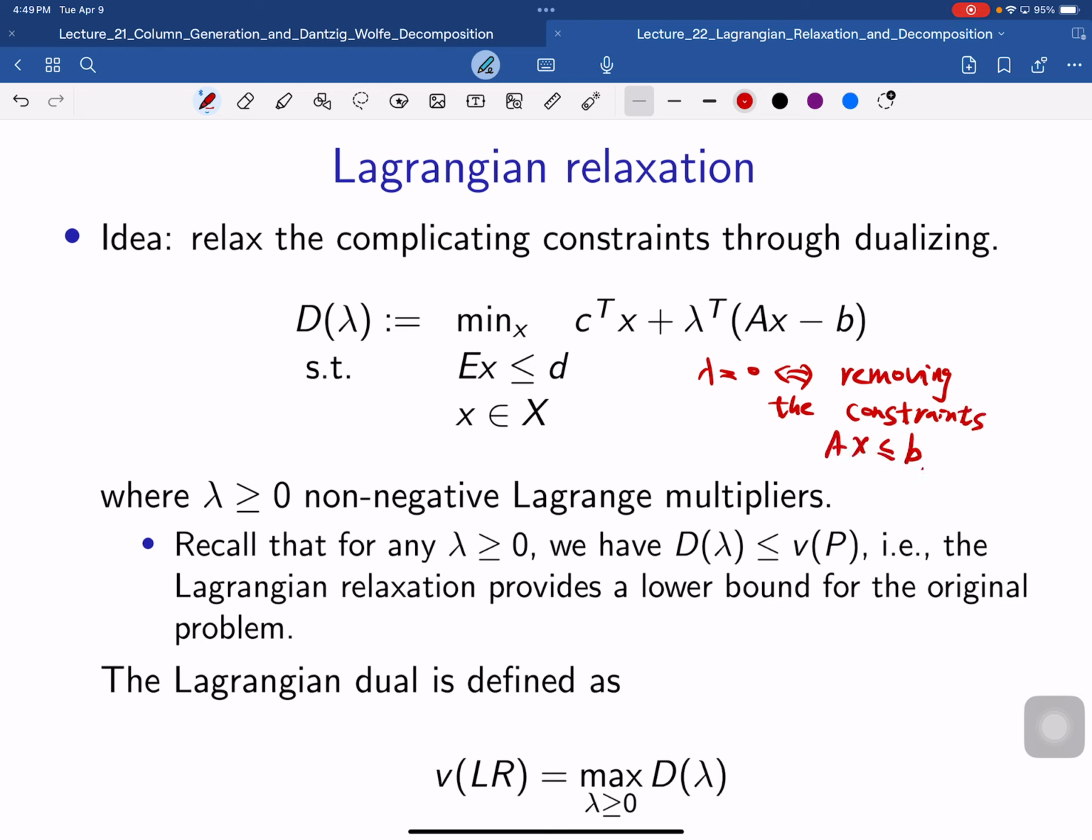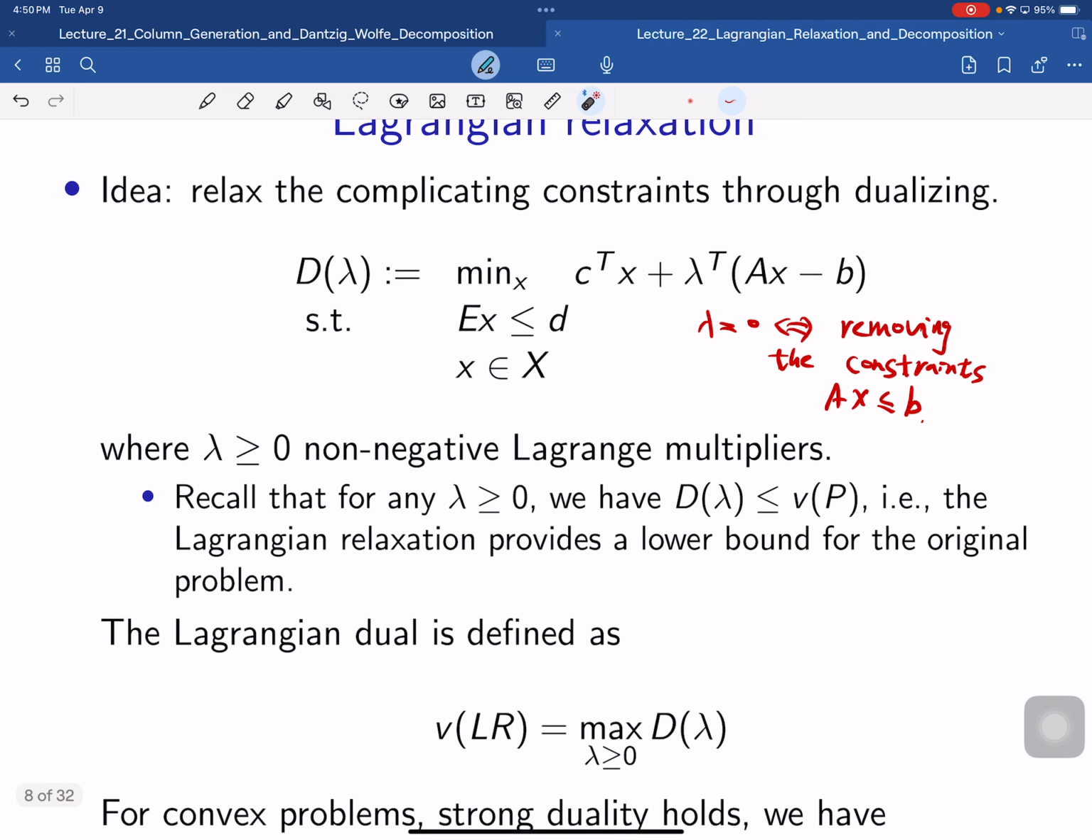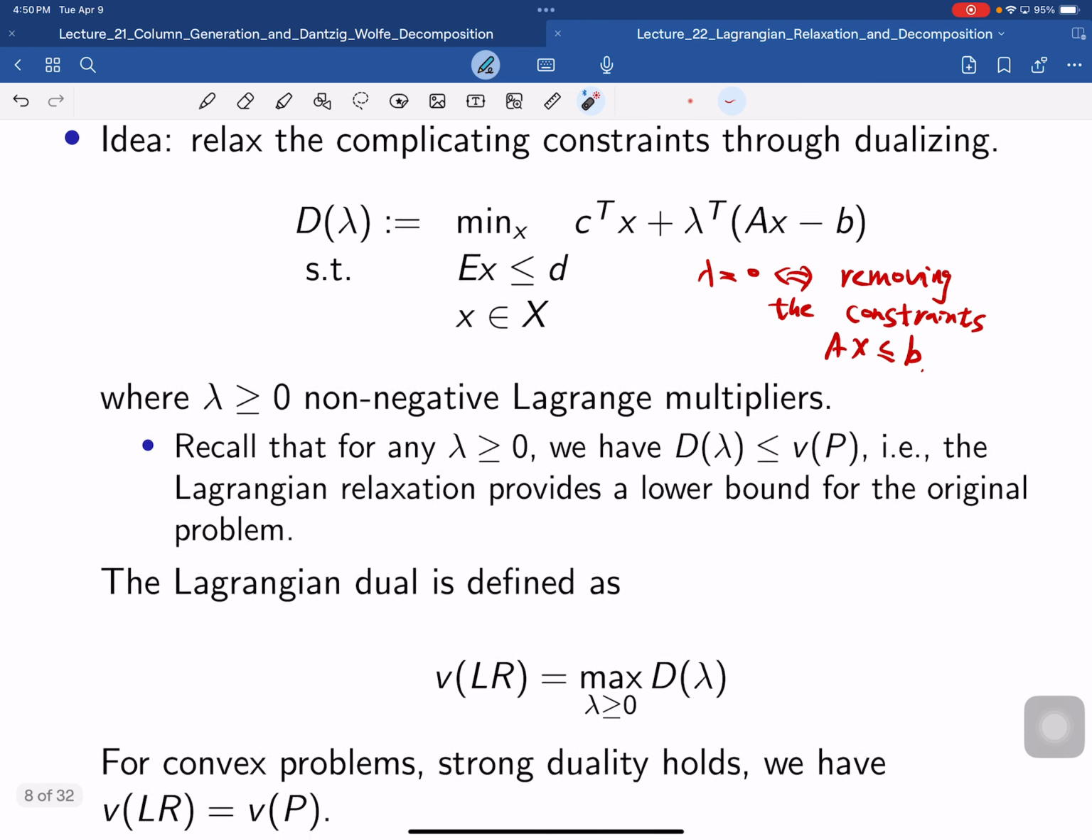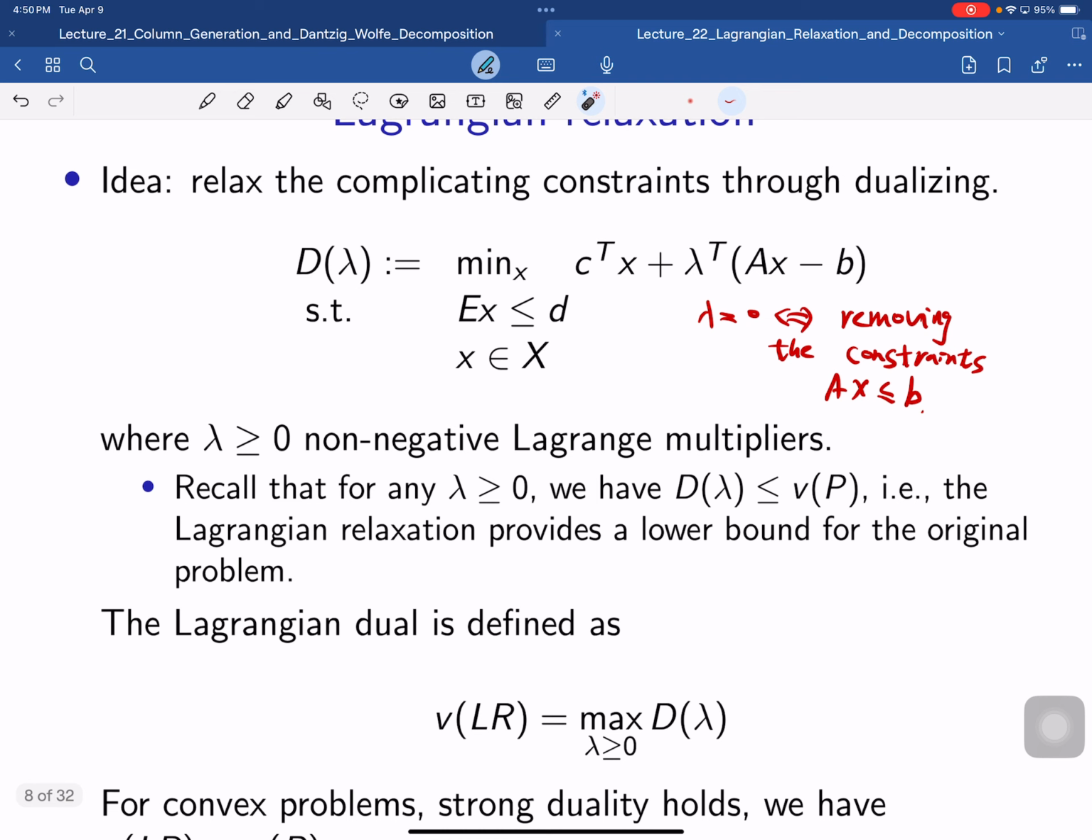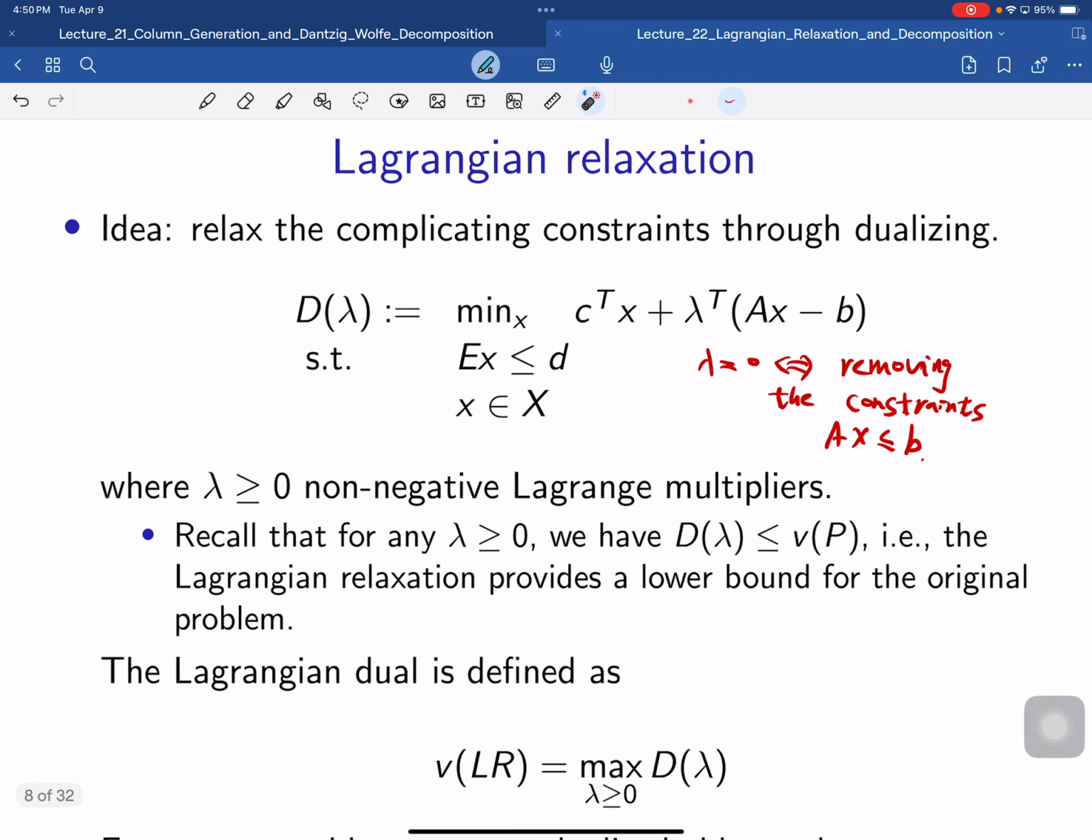So this will give you a lower bound as well, because you just remove some of the constraints and you are minimizing. But this lower bound might be too loose. In terms of the Lagrangian relaxation, we talk about the Lagrangian dual. Usually you dualize some constraints, then you want to get the strongest possible bound you can get. And in order to get a valid lower bound, lambda has to be greater than or equal to 0.